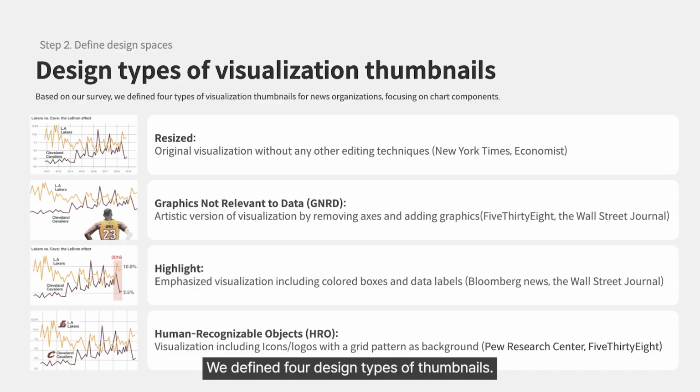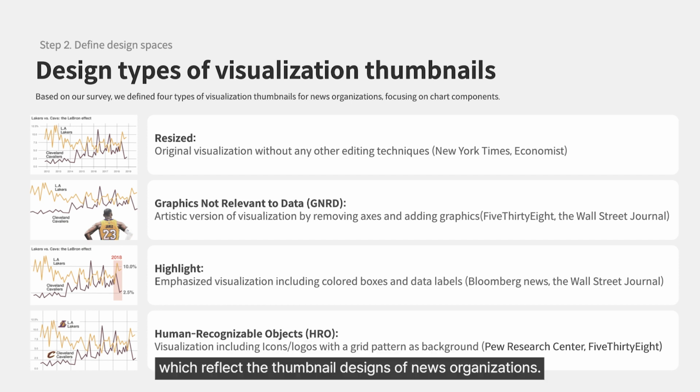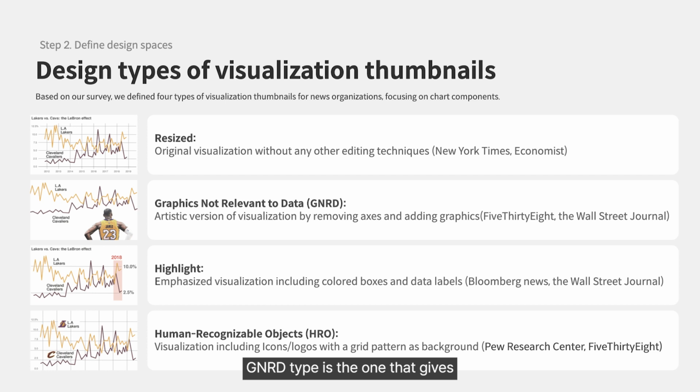We defined 4 design types of thumbnails. Each design type consists of combinations of chart components, which reflect the thumbnail designs of news organizations. For example, we called it the resized type when the thumbnail is just minimized from the original visualization. GNRD type is the one that gives an artistic feeling by adding graphics.